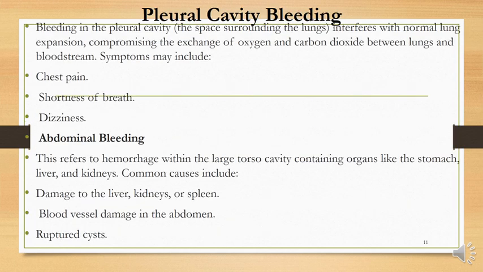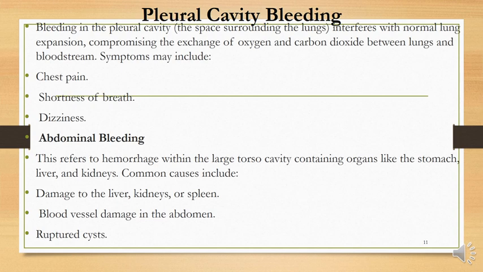Pleural cavity bleeding, in the space surrounding the lungs, interferes with normal lung expansion, disrupting the exchange of oxygen and carbon dioxide between the lungs and bloodstream. Symptoms of pleural cavity bleeding include chest pain, shortness of breath and dizziness.